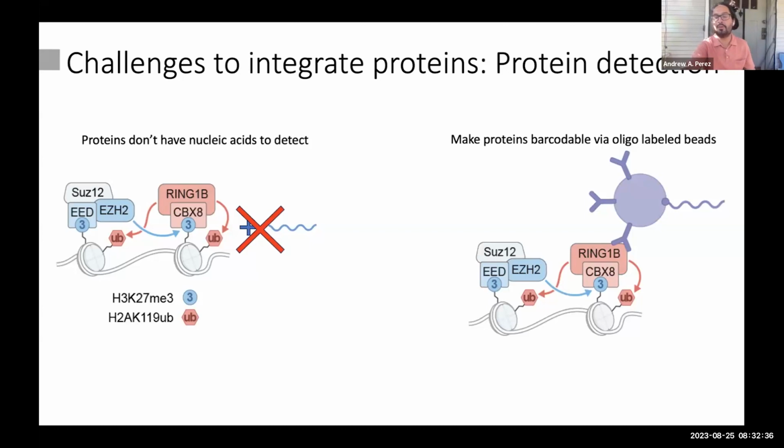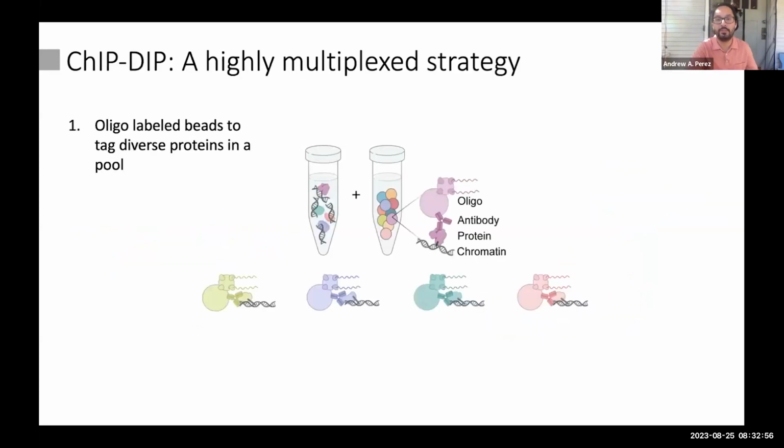So you can imagine that we would have a bunch of these in a lysate, but we would just get a mess of proteins and oligos and which chromatin is associated with which protein. So we need to have some sort of way to distinguish these. And so to do this, we developed ChIP done in parallel.